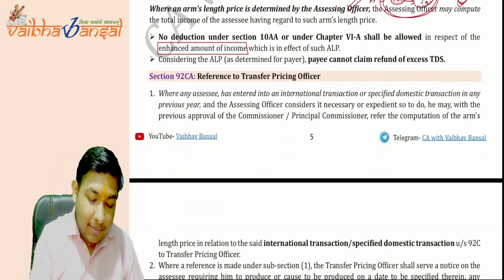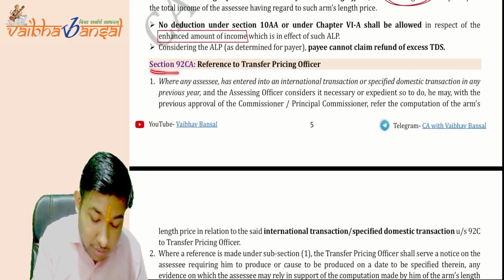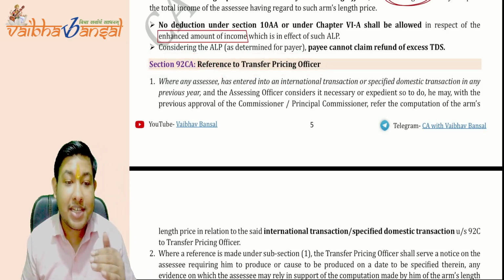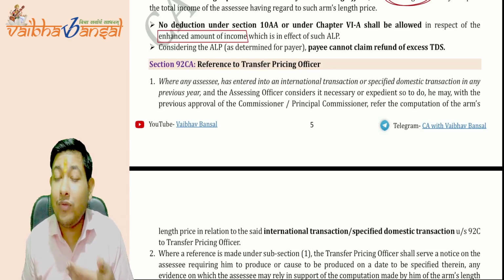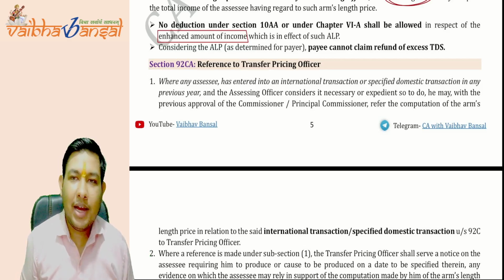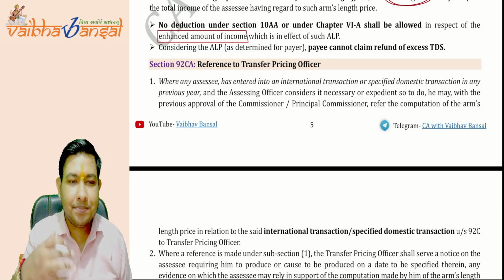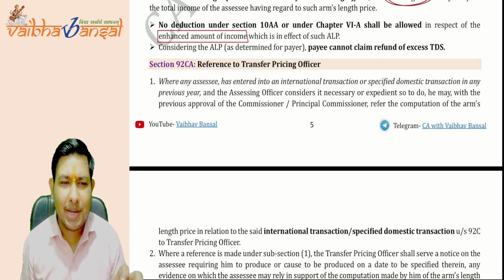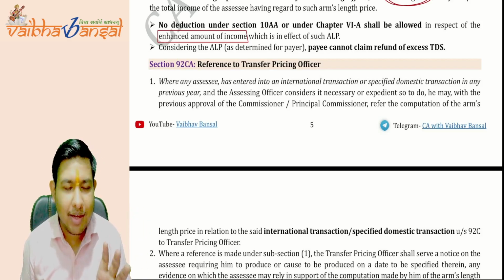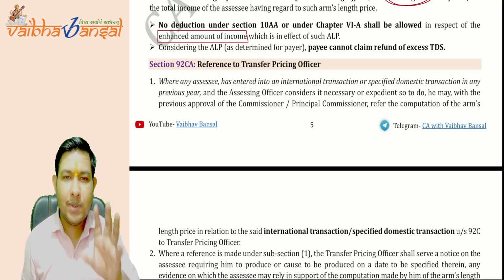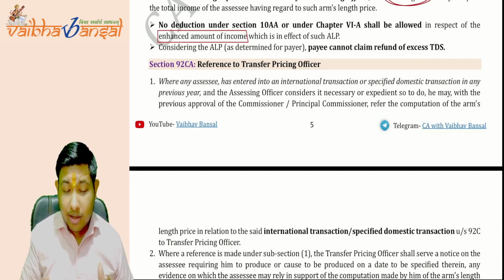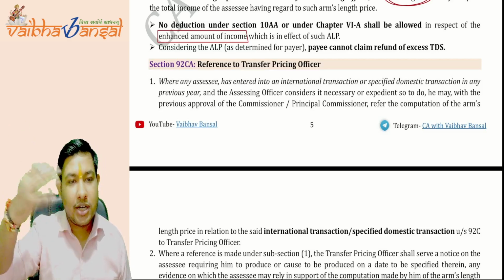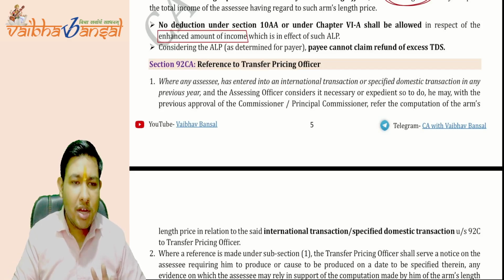Okay, now coming on to section 92CA. 92CA is the reference to a TPO. Till now we were saying Assessing Officer, AO, AO, AO. But you know, the AO is not as suitable for transfer pricing matters. They are more comfortable with income tax, PGBP, house property, salary. They are more or less comfortable with those kinds of sections only. They are not comfortable with these big sections of transfer pricing, the international transactions of the company. They are not much used to those transactions.